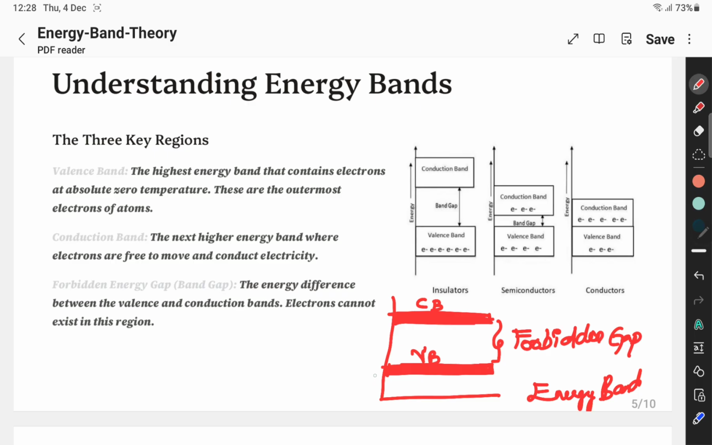So this valence band contains the outermost electrons from an atom. These electrons are not strongly bound to the nucleus. The energy band formed due to these valence electrons is called the valence band. Generally the valence band has the electrons of highest energy, and it can be completely filled or partially filled with valence electrons.